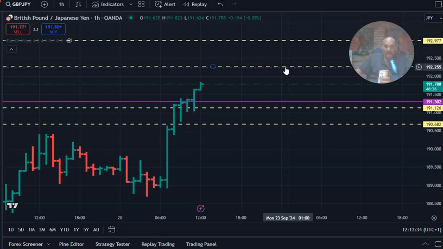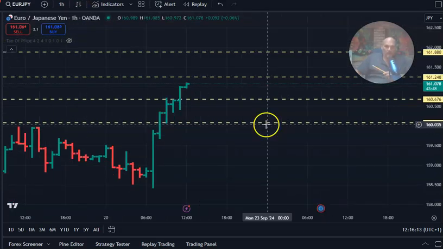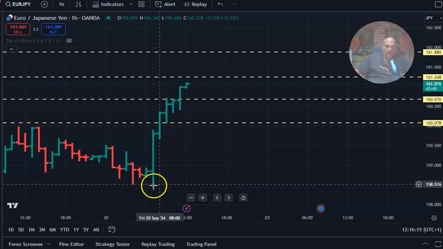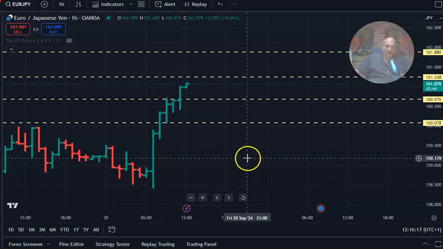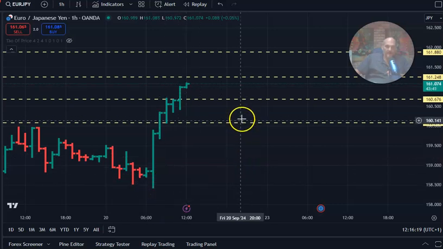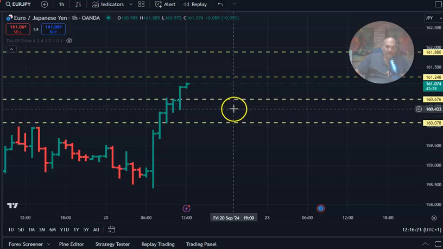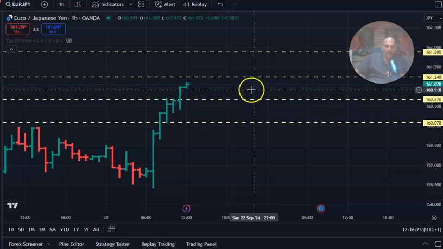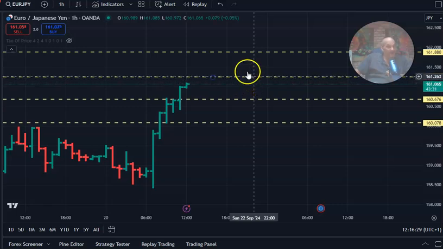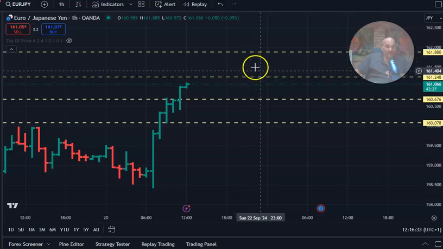Let's move on over to good old euro yen. Wow, what a spike we had in good old euro yen last night. All right, so here are key levels. Key level of support for euro yen right now is 160.67. We have resistance at 161.25 right now. If it breaks through resistance at 161.25, we're going to 161.88.